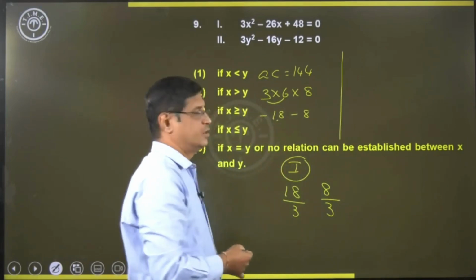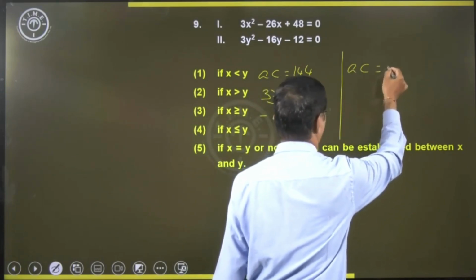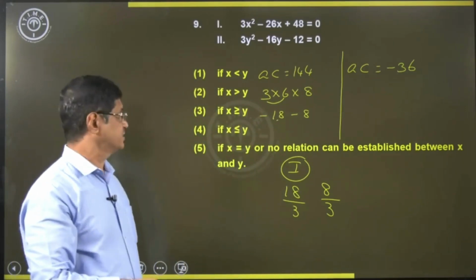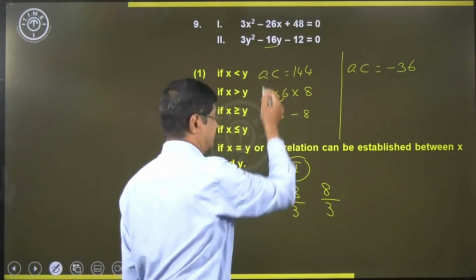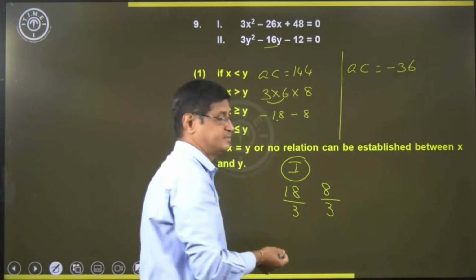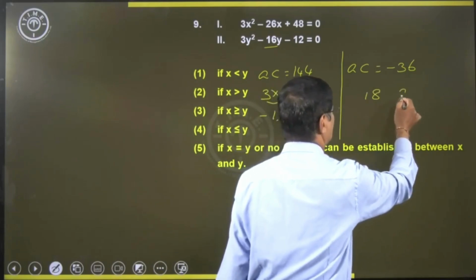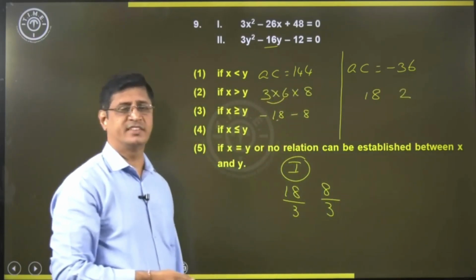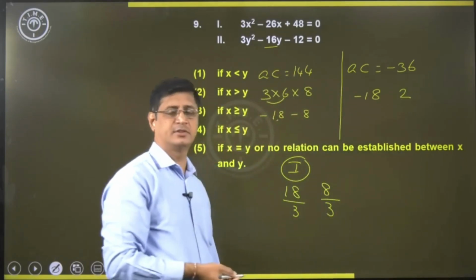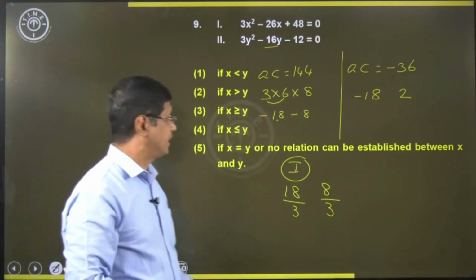Look at the second one. 3 into 12, that is 36. So A into C is equal to minus 36. The middle term, that is P, is equal to the difference of the factors. So what are the factors here? 16 is the middle term. So how to get it here? Now 36 means 18 and 2. Just observe the difference of these two, that is 16. So minus 16 means minus 18 and positive 2 are the factors. Minus 18 plus 2 results in minus 16. The product of these two is equal to minus 36.